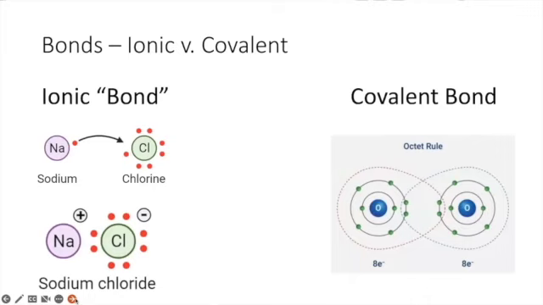So there's 2 different types of bonds to make a molecule. We have ionic bonds, which is the transfer of electrons from one atom to another.